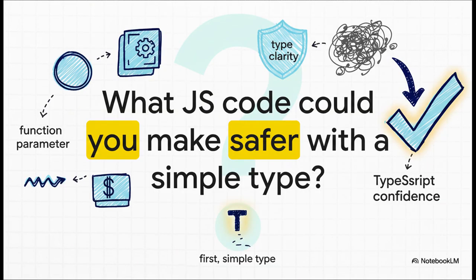So, I'll leave you with this to think about. Take a look at a project you are working on. What's the first thing, a function parameter, an object you use a lot, maybe a simple variable, that could be made a little bit safer, a little bit clearer with just one simple type? Because that's where the journey from JavaScript chaos to TypeScript confidence begins.